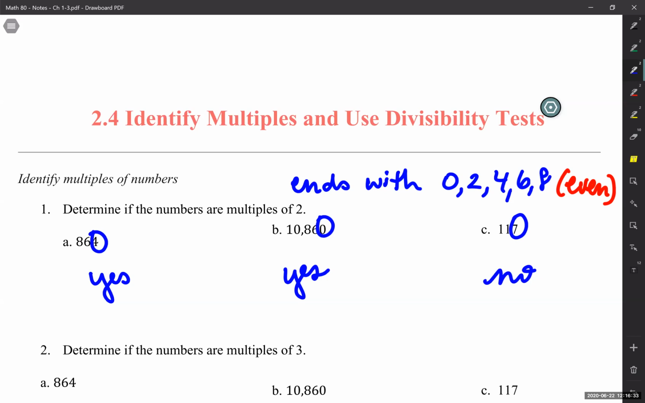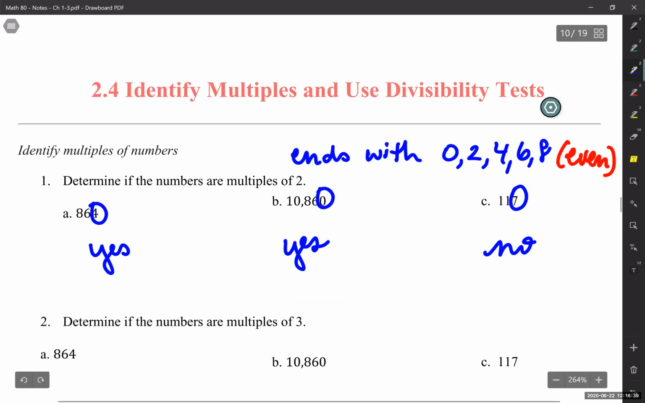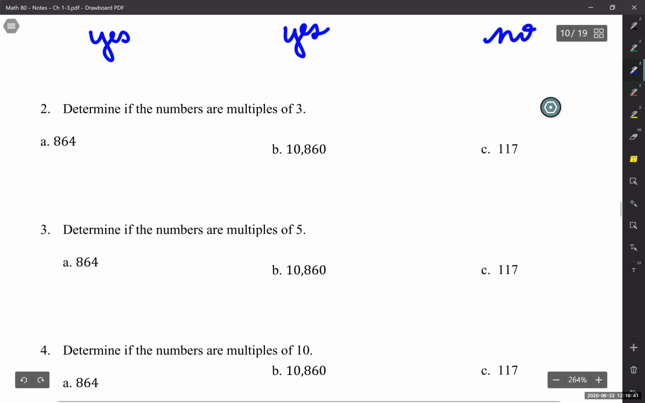All right, I'm going to skip 3 for a minute because 3 isn't as common of a rule. Not everybody knows this one. And I want to go to 5 and 10, and then we will come back to 3. So multiples of 5. What do multiples of 5 end in? That's going to end in 5 or 0.